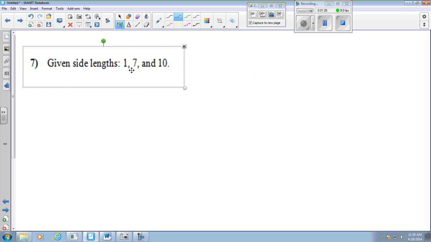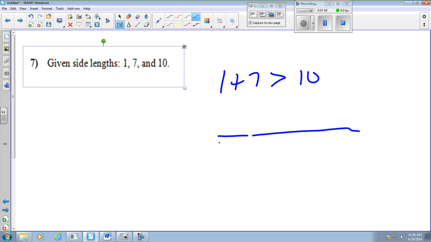Question number 7. They asked us, given these lengths of the sides, to determine what kind of triangle it is: acute, obtuse, or right. Well, the first thing we have to check before we do either of those is, do the two shorter sides add up to more than the hypotenuse? Remember the tent. If we have a tent with the two sides shorter than the hypotenuse, then the tent won't go up. Well, this is not a triangle.